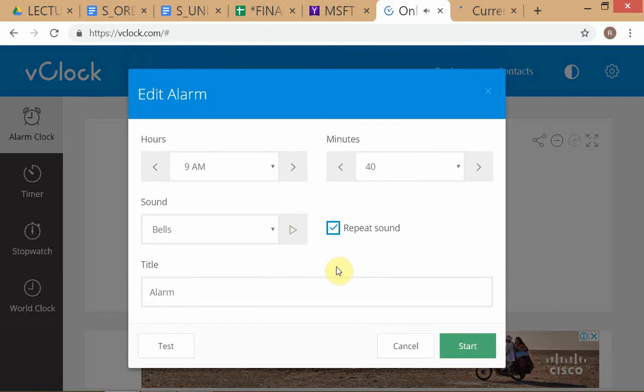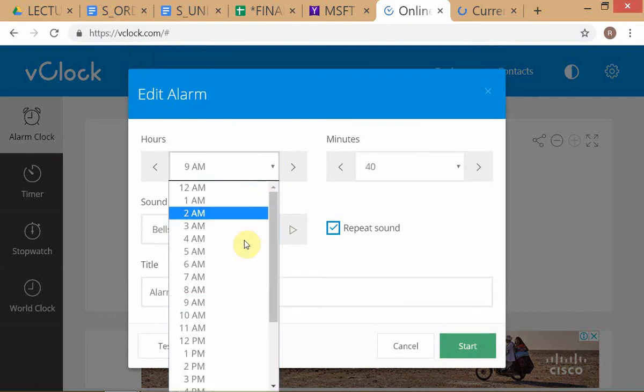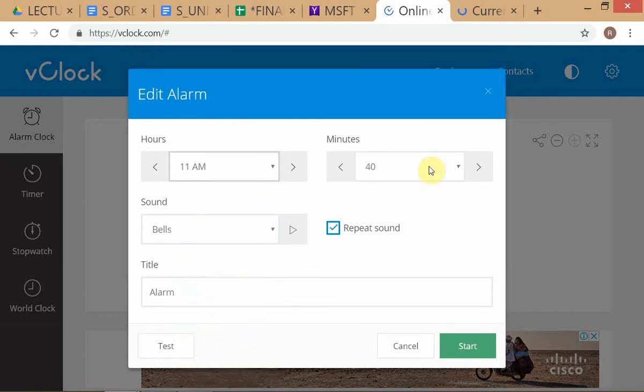I'll set another alarm so that Garvit doesn't get restless. 11 a.m.